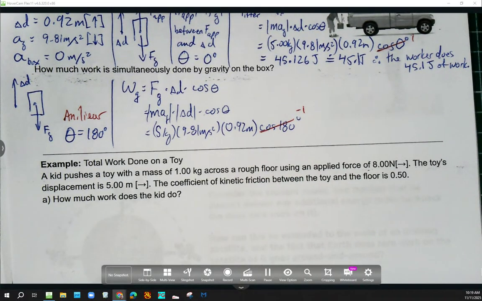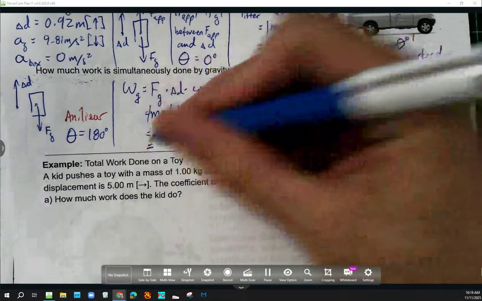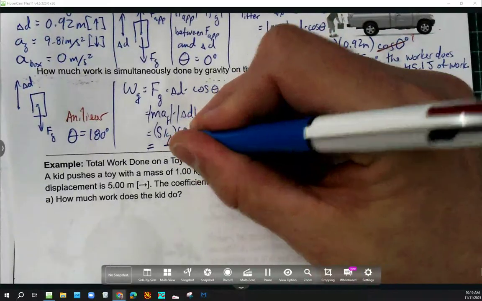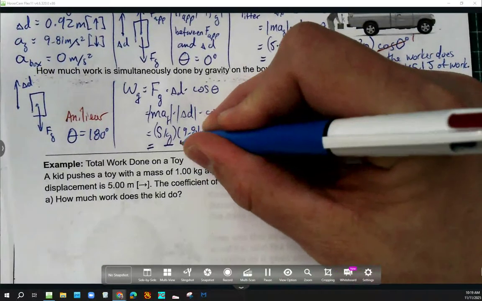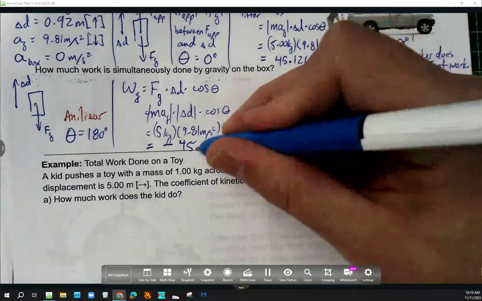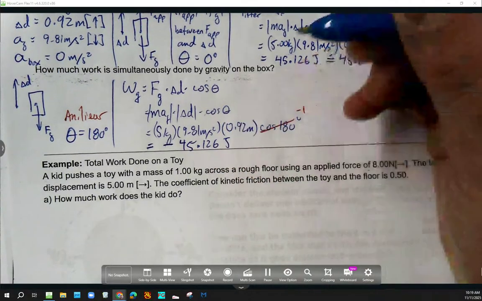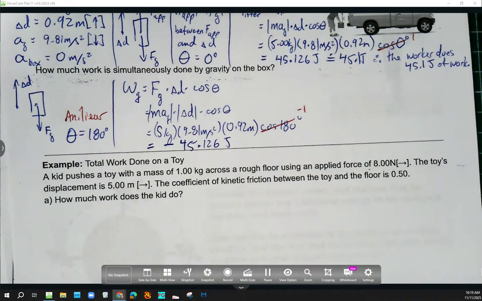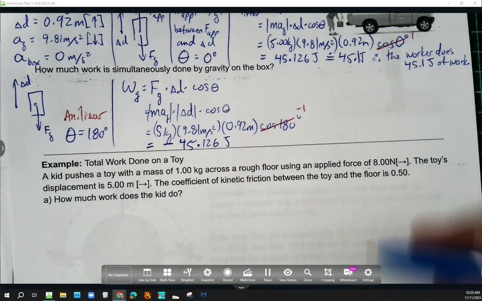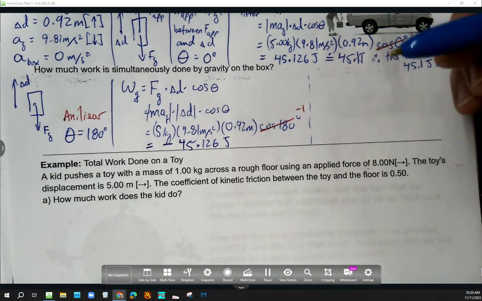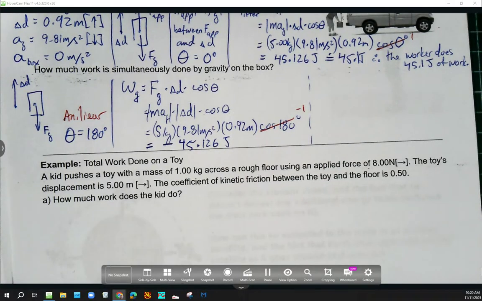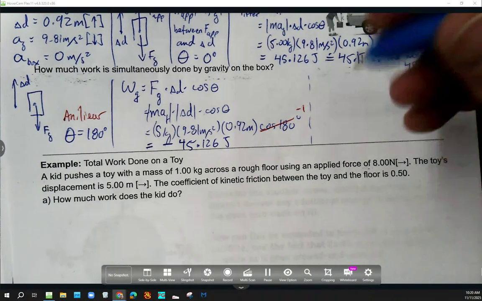All right. Now, the numbers are all the same except for that negative sign, so we say negative 45.126 joules. In other words, gravity is stealing energy. That's why we don't get up to speed, because this person's giving energy, and the gravity's taking it away. So the box is staying at a constant speed. It's not picking up speed. It's not gaining any more kinetic energy.